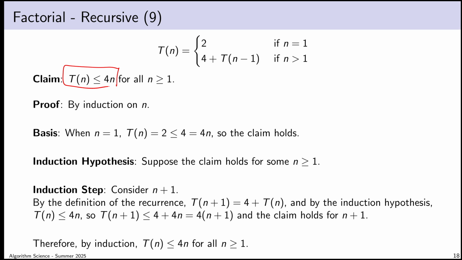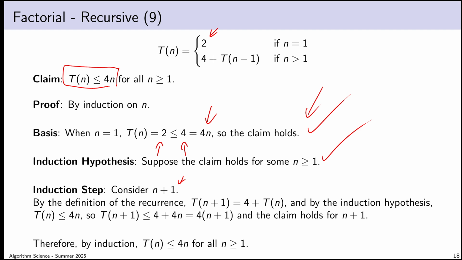Okay, so it's also by induction. And notice how I'm pretty much filling in the blanks here. This is the same proof, just with a couple of equations swapped out. So when n equals 1, t of n is 2, and that's by definition. We can just say that. I don't need to prove that any further. And of course, 2 is less than 4, and 4 is equal to 4 times n, so the claim holds. Good. The hypothesis is literally copied and pasted. And then consider n plus 1.